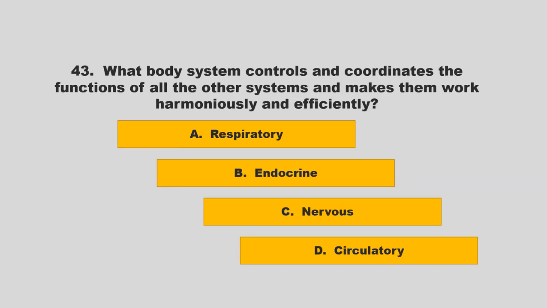What body system controls and coordinates the functions of all the other systems and makes them work harmoniously and efficiently? Respiratory, endocrine, nervous, circulatory.